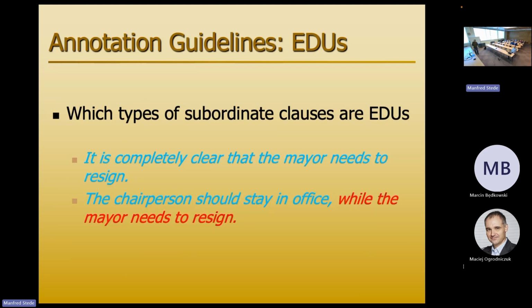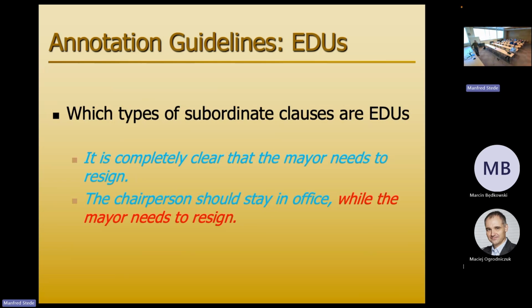The main thing here is to differentiate between the first example, which is just one EDU. It's completely clear that the mayor needs to resign. And the second one, the chairperson should stay in office while the mayor needs to resign. Because here we have two different eventualities, really. The chairperson should stay, the mayor needs to resign, are two distinct events in a prospective world. And there's only one event, it's clear that. So that here doesn't introduce a new EDU, but it really specifies the content of what is being clear, and that's why we want only one EDU in that case.